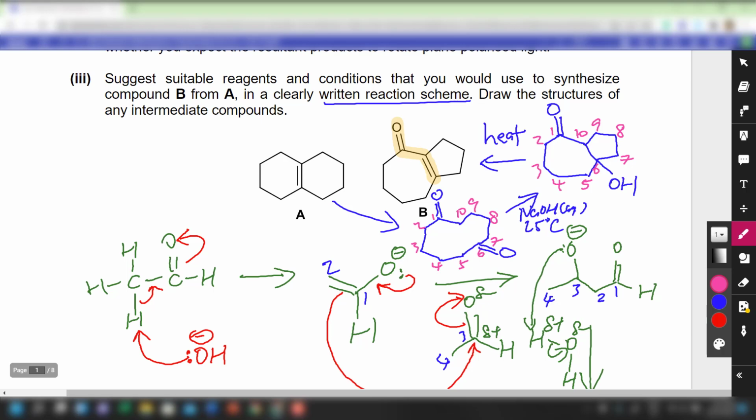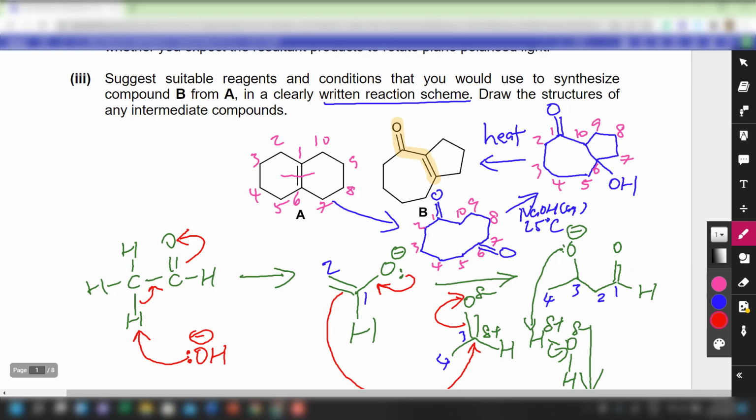Okay, so if you just number the carbon 1, 2, 3, 4, 5, 6, 7, 8, 9, 10, you realize that it makes sense, right? If I'm going to cleave this, then I'm going to end up with carbon 1 and 6 having the CO double bond. Okay, so with that, then I'm able to write out the reagents and conditions here.